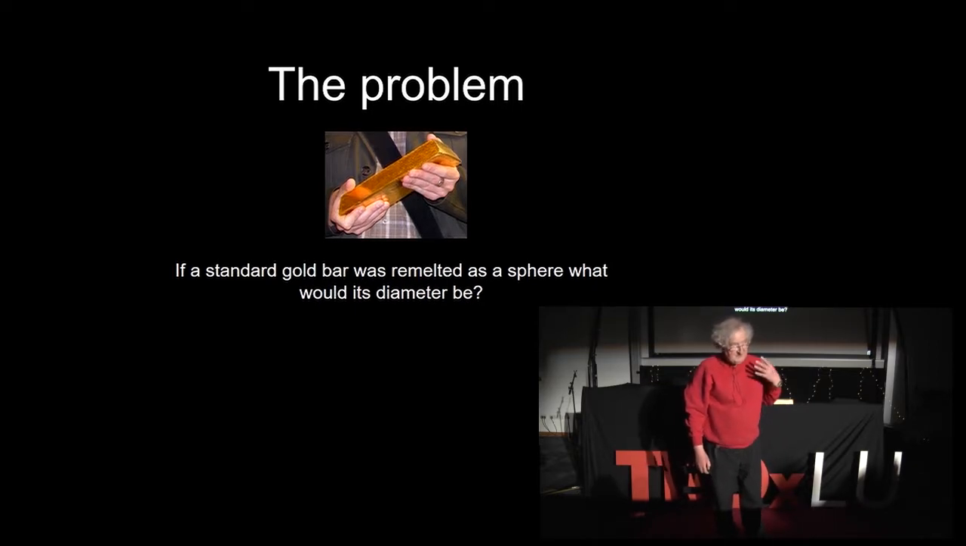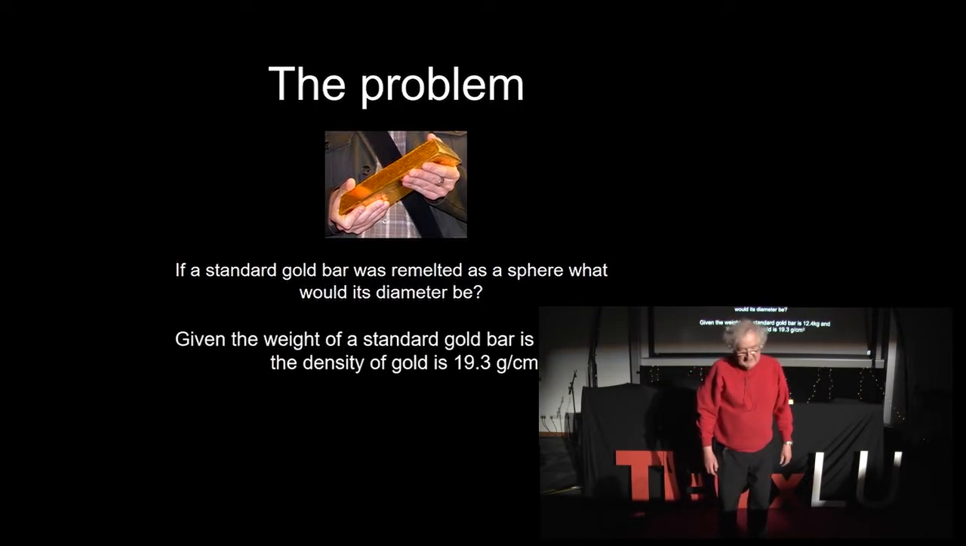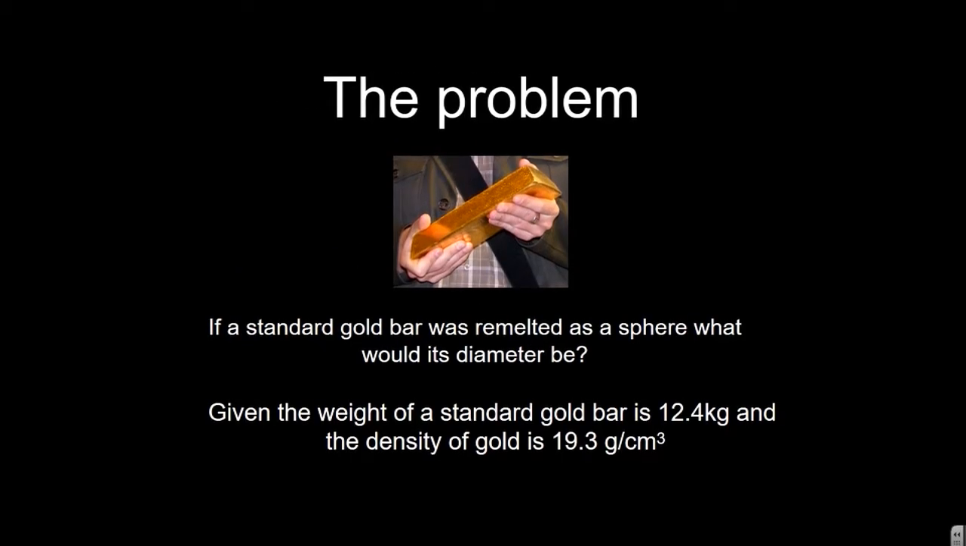So what did I need to know? Well, one of the things I needed to know was the weight of it, so it's 12.4 kilograms. And that in itself, I need a bit more information. The other bit of information I need to know is what the density of gold is. Well, it's 19.3 grams per cubic centimetre. Now, with that information, you can calculate what the volume is. If you've got the volume, you can calculate what the diameter of the sphere would be.